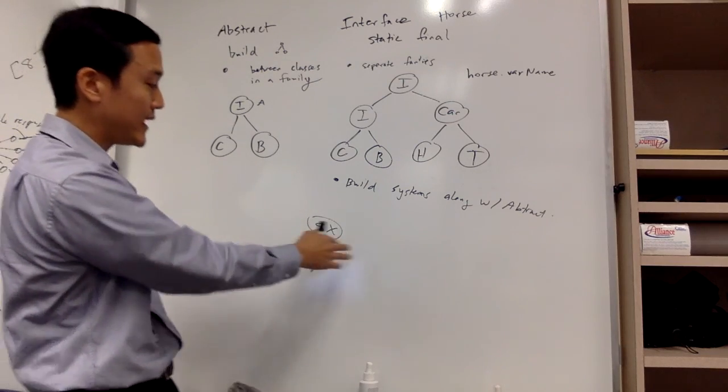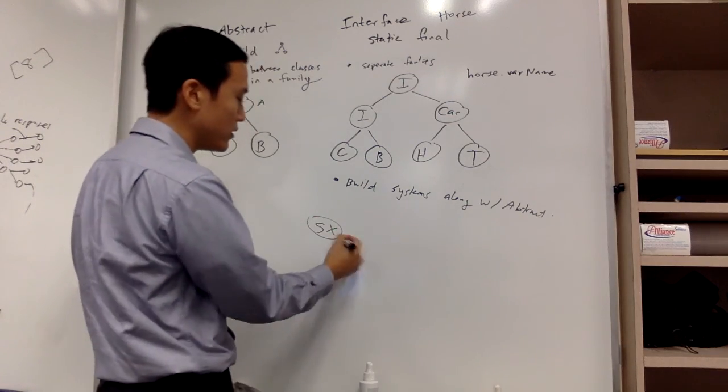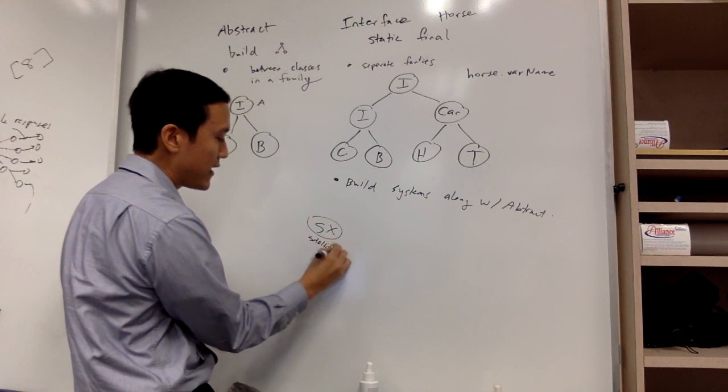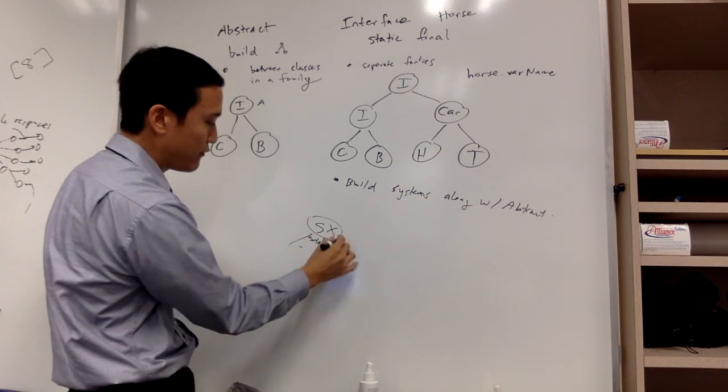So SpaceX, SX. Each one of these represents a satellite, and let's say we have 4,000 of them.